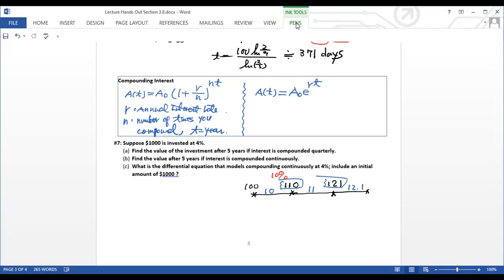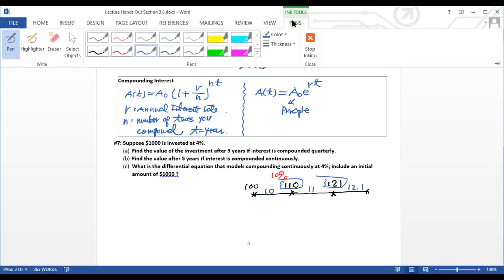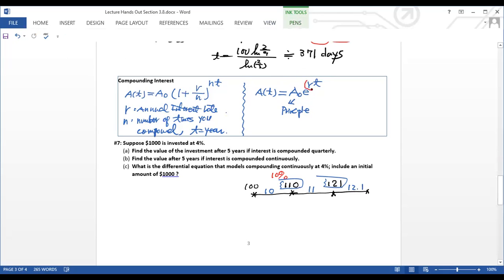A_0 is your principal, just like we said, my initial value. This r is the annual interest rate. And t is the number of years, how many years you deposit. Okay, so it depends on how you compound it.